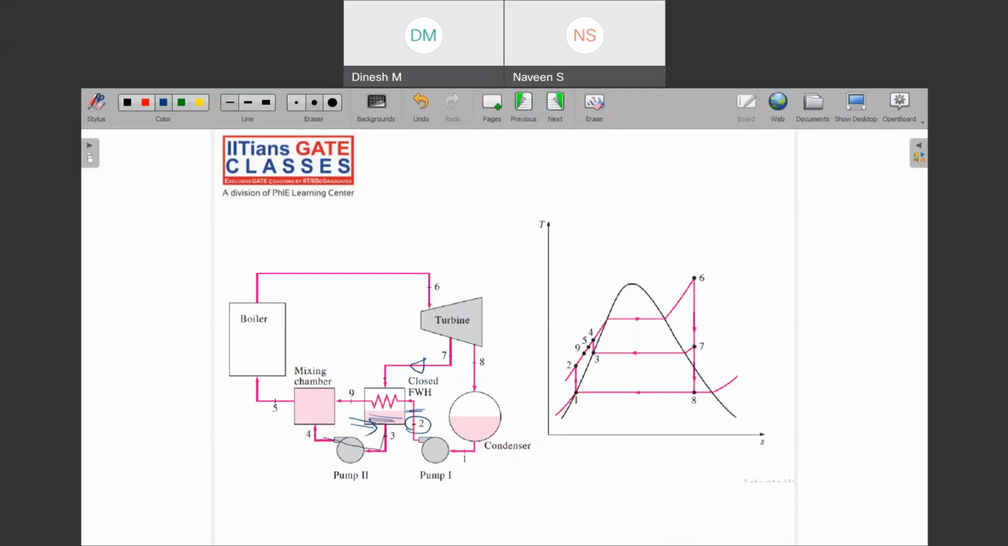Then again this is supplied to a mixing chamber, and then this too has got mixed, and then it is supplied to the boiler, and then the cycle continues. Okay, so the only difference is that here you have no mixing, and here earlier we had the mixing.